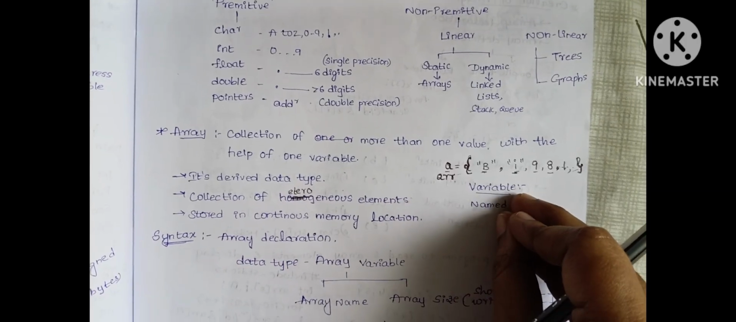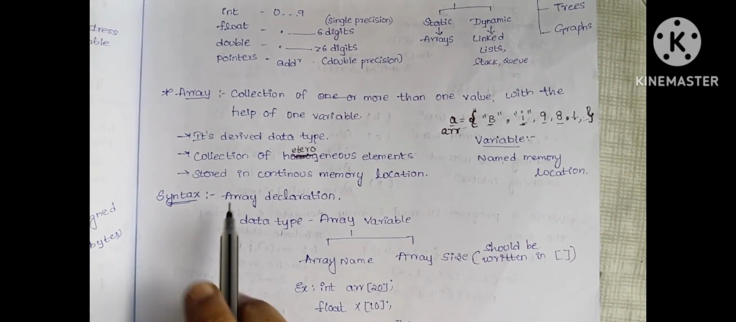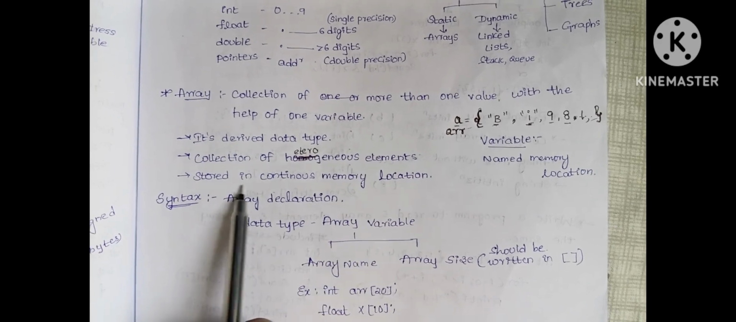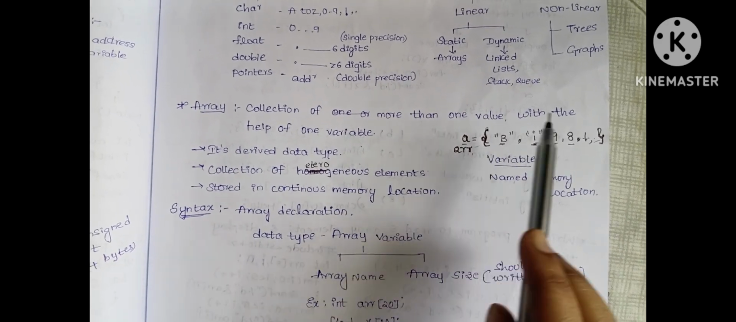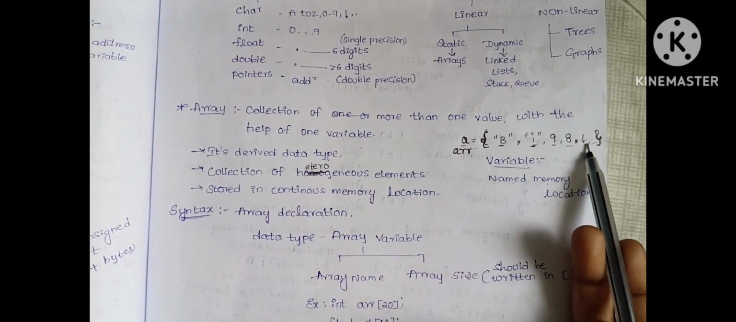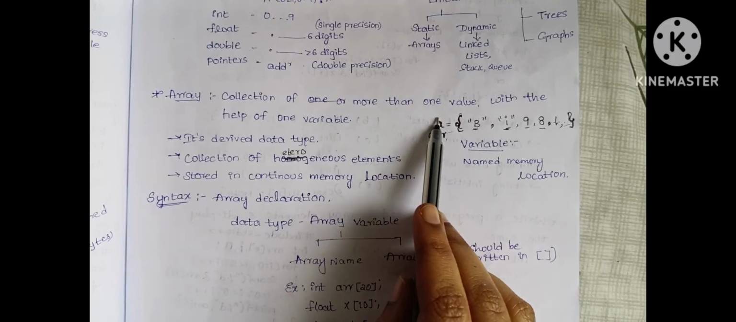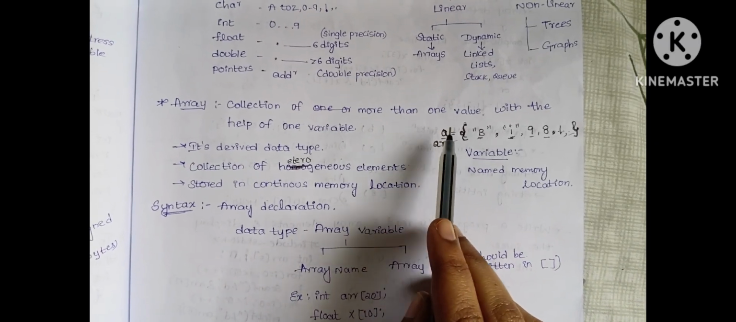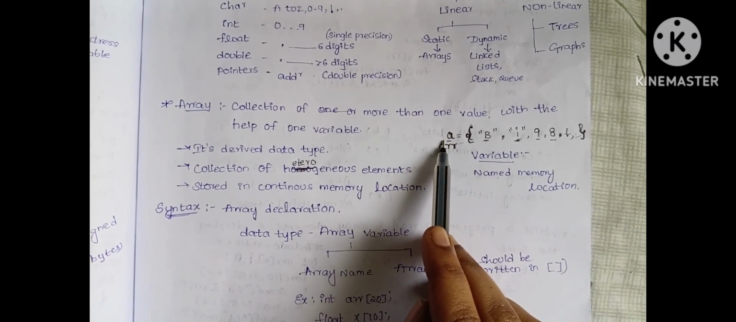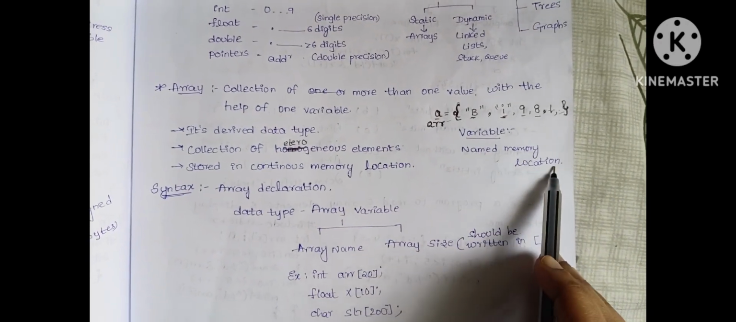So this is the definition of your array. It is stored in a continuous memory location. So we are taking the data continuously, so that is why it is called a continuous memory location. Okay, so variable, what do we call a variable? What is this A called specifically? This A has one name, that is nothing but named memory location.